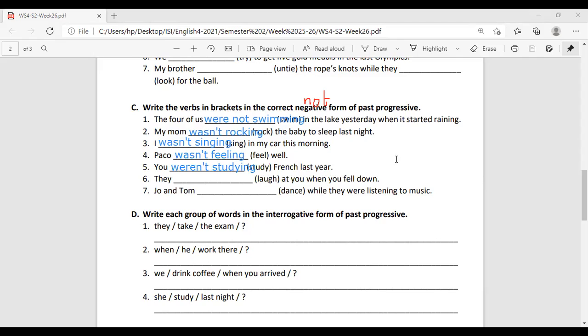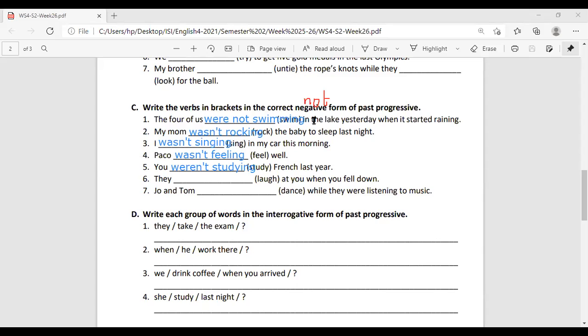Okay? Talia? Yes. Number 6, please. They laugh at you when you fell down. Okay. They weren't laughing at you. Bravo. Excellent, Talia. Thank you, Talia.